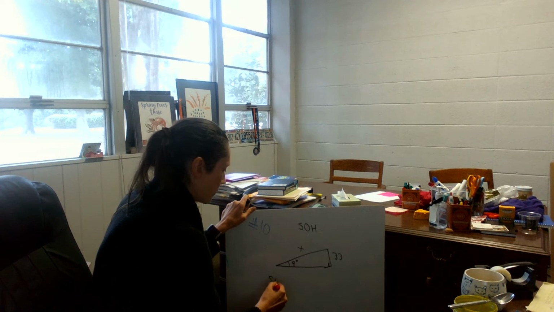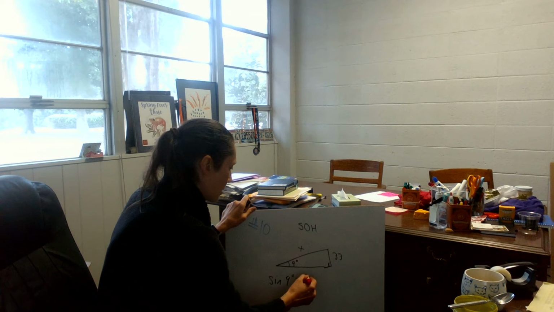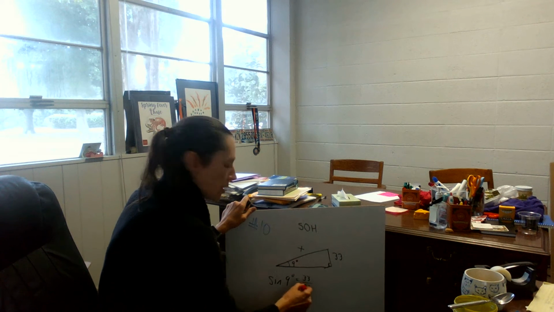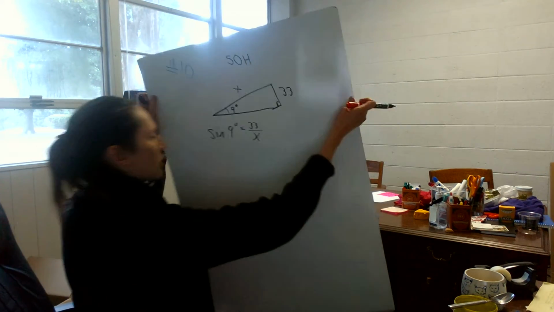So I have the sine of 9 degrees equals the opposite over the hypotenuse x. Now I have to solve for x. So I'm just in algebra mode right now.